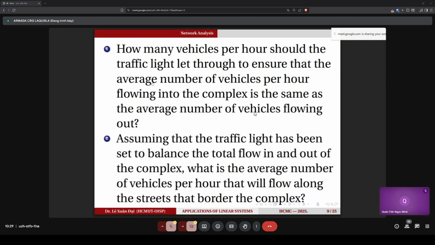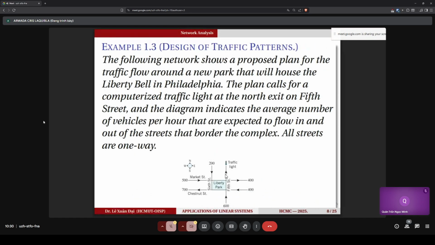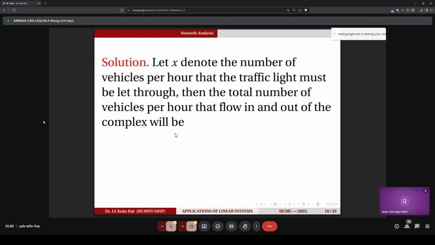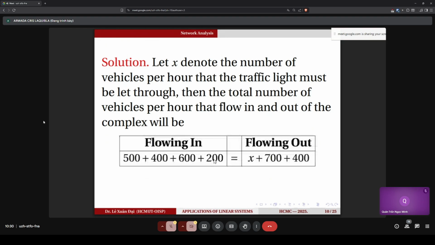And these are the following questions. How many vehicles per hour should the traffic light let through to ensure that the average number of vehicles per hour flowing into the complex is the same as the average number of vehicles flowing out? So this question is actually asking for the number here going to the traffic light. So let x be that value, and we compute all the flowing in and all the flowing out, and that's it. We have this one.